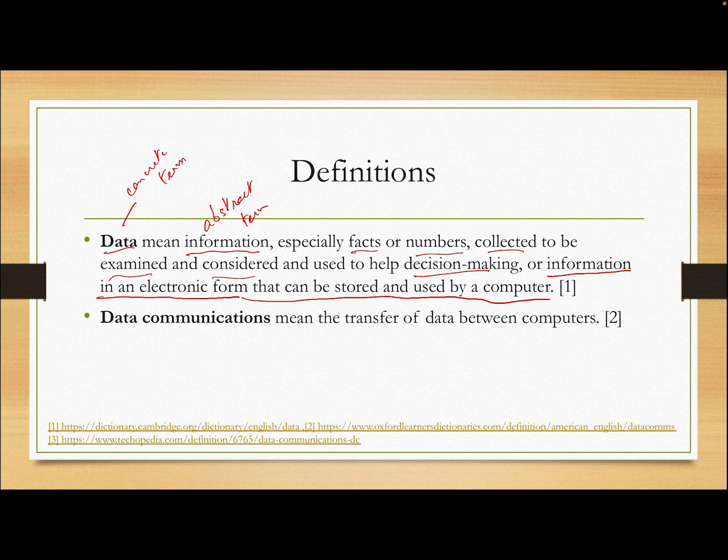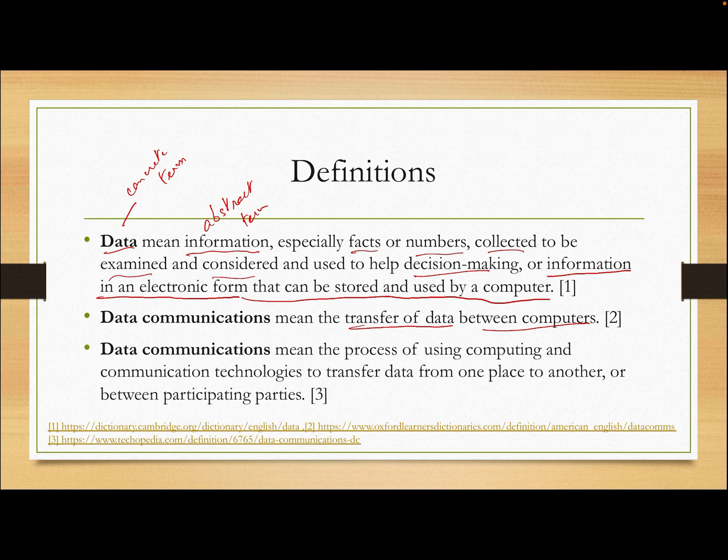And what is data communications? This means the transfer of data between computers. Again, it can be any other device that can compute and can communicate. It can also mean the process of computing and communication using communication technologies to transfer data from one place to another place. So if you have a source and a destination, this is data communication.